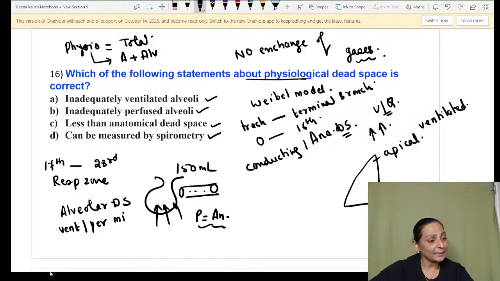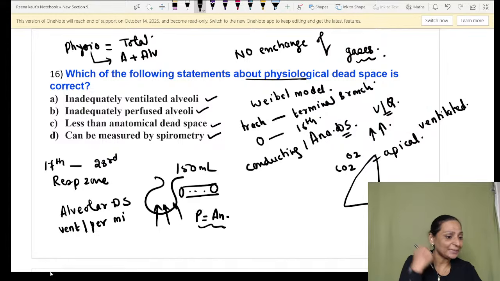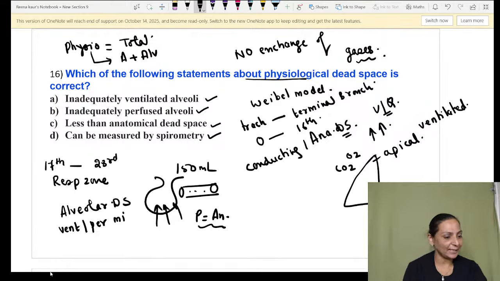अब याद रखना एक और बात कि यहां का जो ऑक्सीजन और कार्बन डाइऑक्साइड रहेगा, it will be same as that of the atmosphere. That means around 140-150 oxygen and 0 carbon dioxide, because we are not inhaling carbon dioxide, or very less amount of carbon dioxide. So the oxygen and the carbon dioxide in the apical part of the lung, which will be same as that of the inspired air. ठीक है? क्योंकि MCQ आता है.